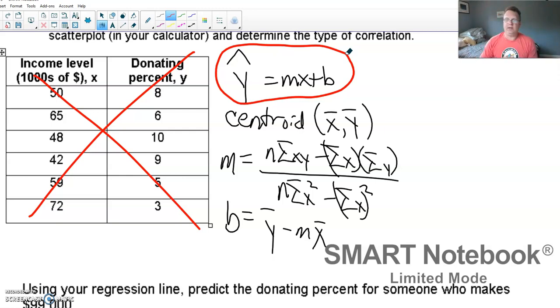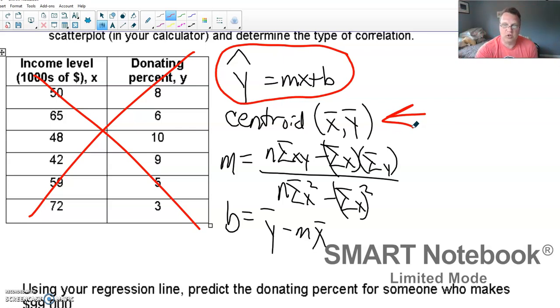Something new that we have to have is called the centroid. We have to have the centroid for one of the formulas. The centroid is X bar, Y bar. X bar is the mean of the X's. Y bar is the mean of the Y's. You need the centroid.